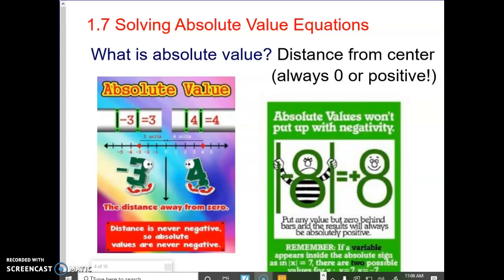So when you think about that distance and you say, okay, the absolute value, or the distance from zero, is 6, there are two possible numbers that can fit that definition. Positive 6 or negative 6. They're both a distance of 6 from 0. And that's what happens when we solve absolute value equations. We end up getting 2, sometimes 1, sometimes 0, but usually 2 answers because we have 2 distances that would satisfy that equation.